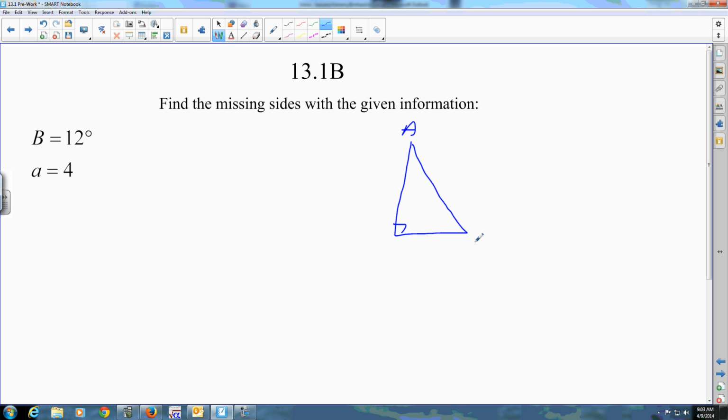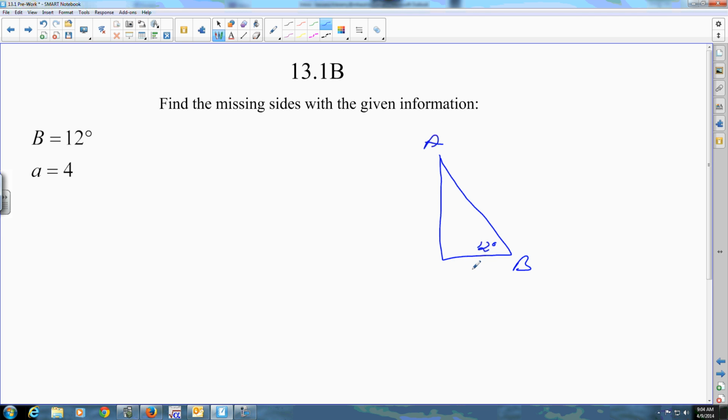Remember from geometry class, angles are uppercase letters, sides are lowercase letters. This would be side B, this would be side A, and this would be side C. What you're going to do is fill in the pieces you know, but the suggestion I have is you draw yourself a right triangle, fill in what you know. So angle B is 12.